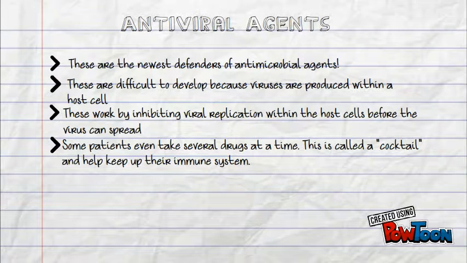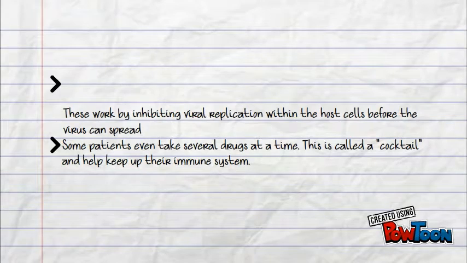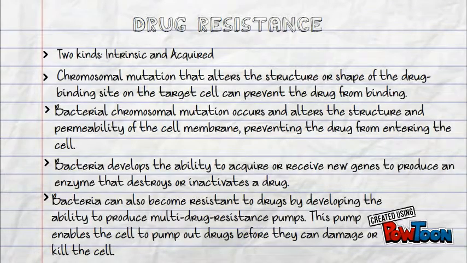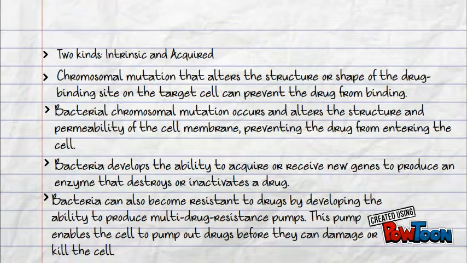Antiviral agents are next. These are the newest defenders of antimicrobial agents. They are difficult to develop because viruses are produced within a host cell. There are two types of drug resistance: intrinsic resistance and acquired resistance. Below are listed 4 different reasons why a virus can be drug resistant.